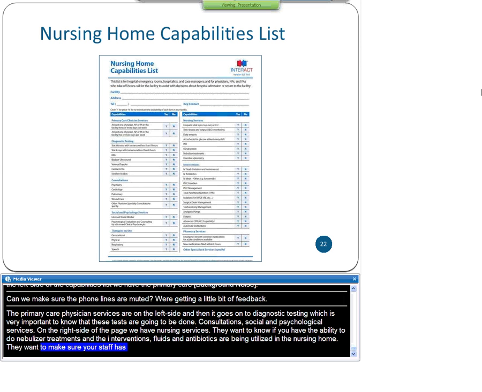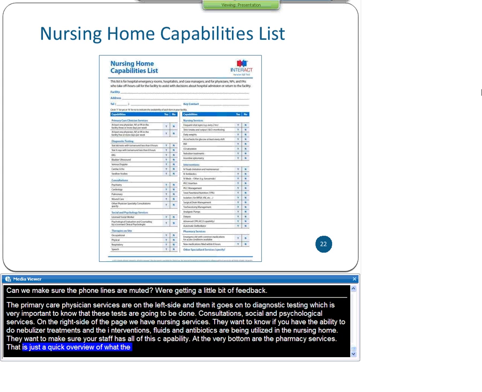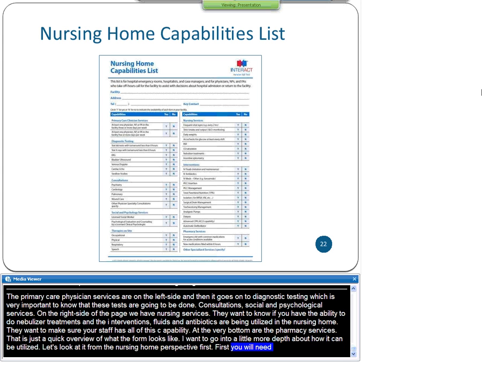So that's just a quick overview of what the form actually looks like. But I just want to go into a little more depth about how it can be utilized. So let's look at it from the nursing home perspective first. First, you'll need a champion. We can't be more emphatic about that. You need the support of leadership, and you need to have your medical director on board.